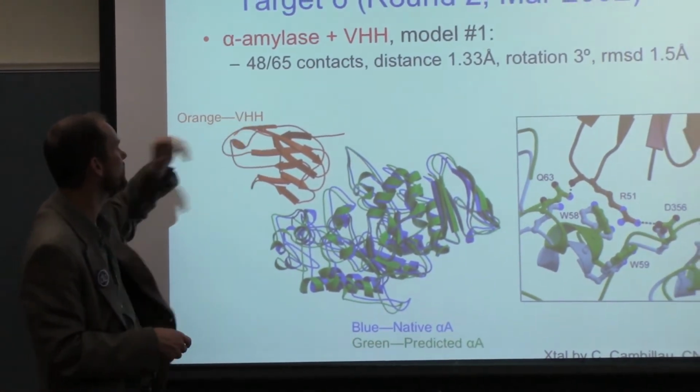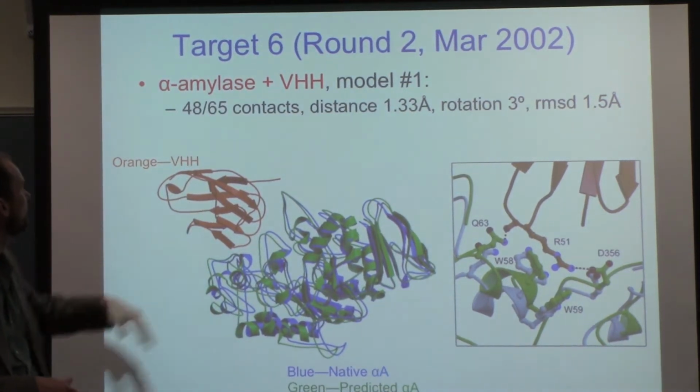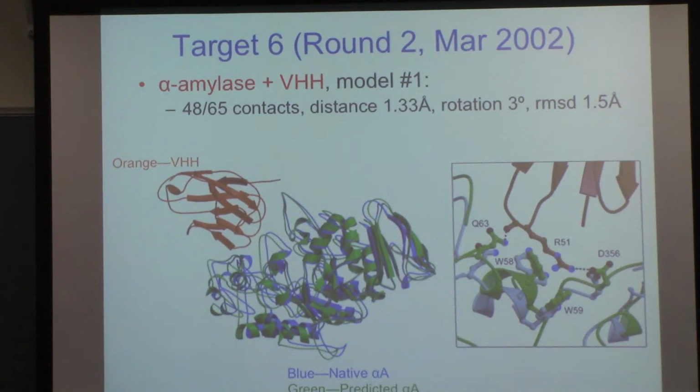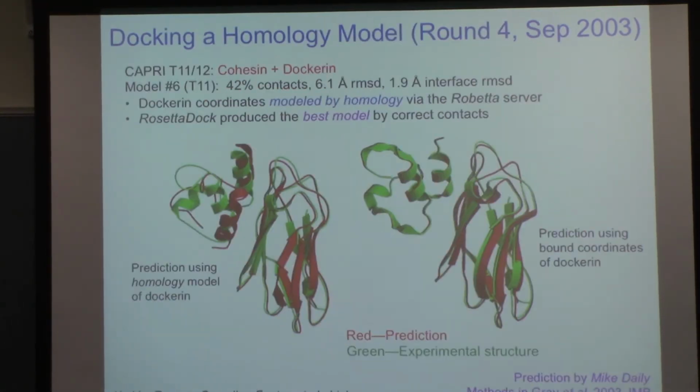This is our model number 1. This is pretty good back then. We actually were given the bound coordinates of this antibody. This is a camelid antibody, and then that's an enzyme. And then other times it's model number 2 or even model number 8.